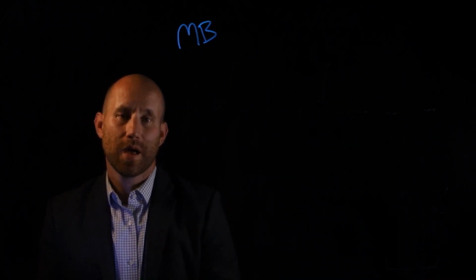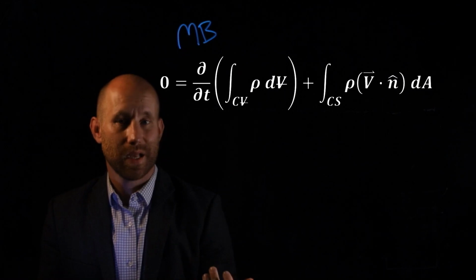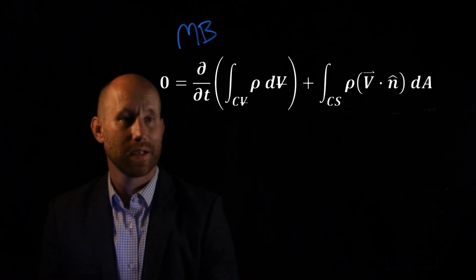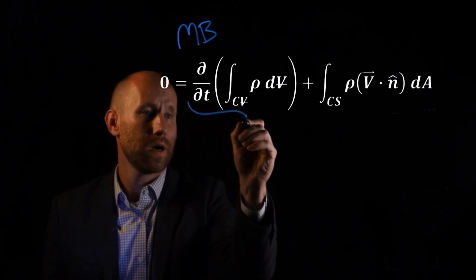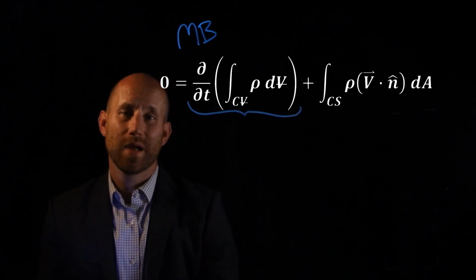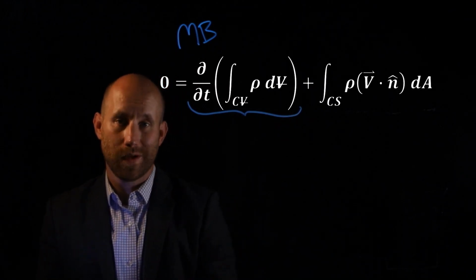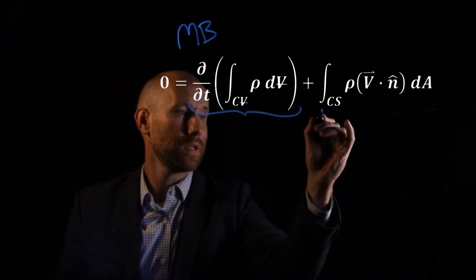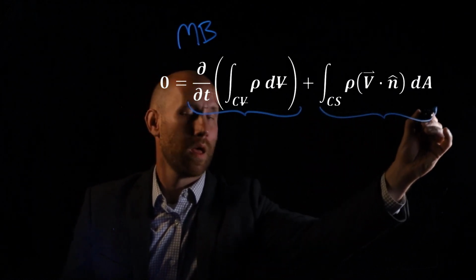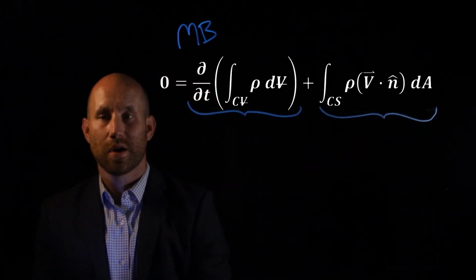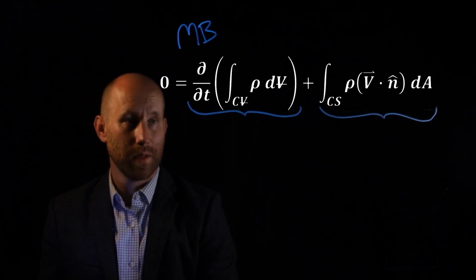Moving on from our lumped form of the equation, we can take a look at the integral form, which is the exact same thing, right? It's just a conservation of mass. The first term in this equation here is our time rate of change of mass within the control volume, and that term must be balanced by the flow of mass crossing our control surface or our system boundary, right?